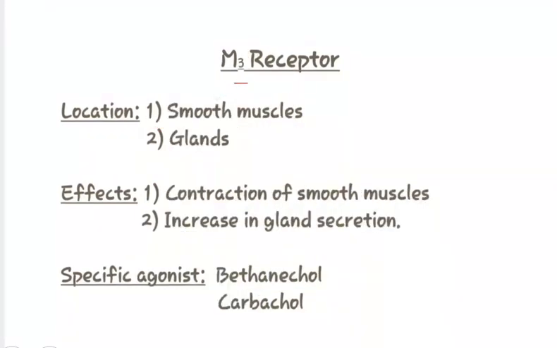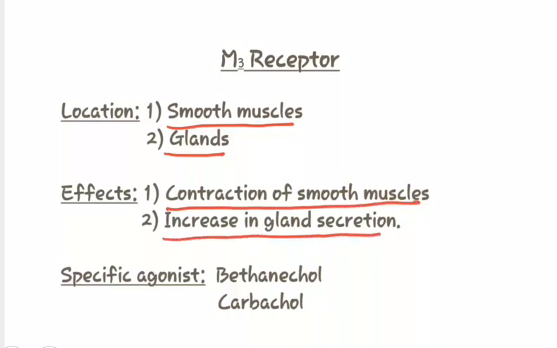Now moving towards M3 receptors, they are located at smooth muscles and glands. Thus they cause contraction of smooth muscle and increase in the gland secretion. The specific agonists for M3 receptors are bethanechol and carbachol.